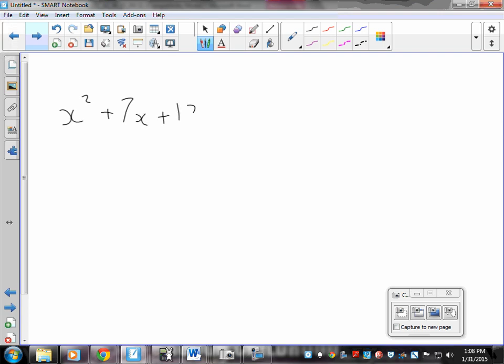X squared plus 7x plus 12. If we use the AM method, that means we find two numbers that add to get 7 and multiply to get 12. That means we could factor it, and the two numbers, in this case, they're pretty simple to find, are 3 and 4. They add to get 7, multiply to get 12, making our factored form x plus 3, x plus 4.